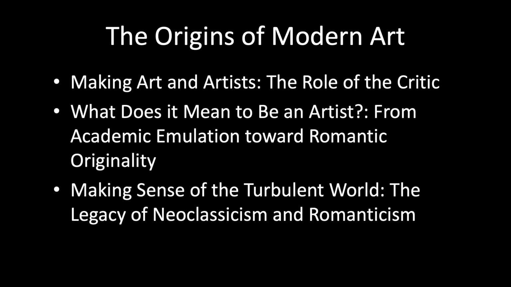So the second part: what does it mean to be an artist? From academic emulation toward romantic originality. Academic, I'll define that when we get there, and it'll make a lot of sense, I think. The last one: making sense of the turbulent world, the legacy of neoclassicism and romanticism. We'll study these two styles that preceded what's usually called modern art, and show how they affected it.